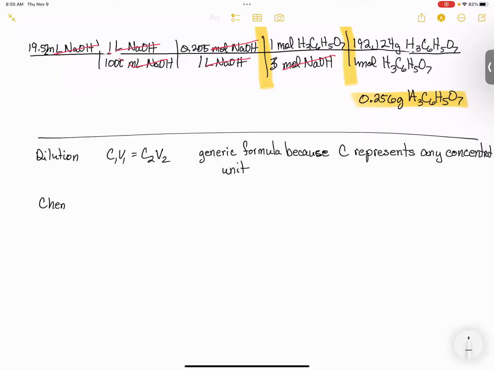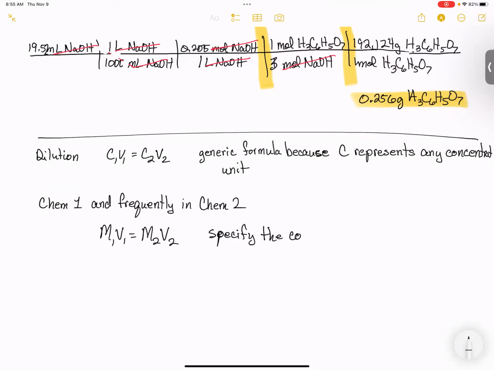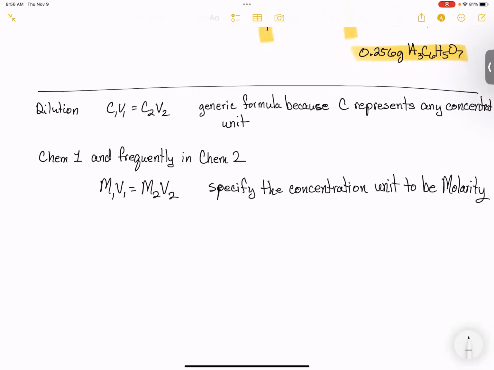For Chem 1 and mostly for Chem 2, we instead use M1V1 equals M2V2. In other words, we specify the concentration unit to be molarity. So don't confuse the two equations. They're the same equation. One's just a bit more specific than the other one. Now, when working, so some points to make.